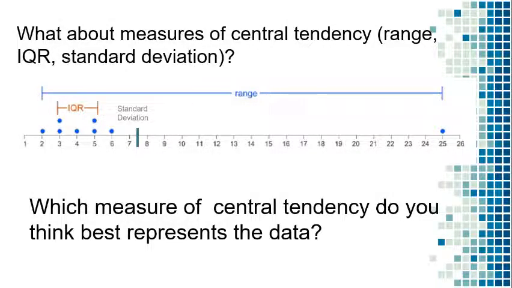Okay, so what about measures of central tendency? These are other measures that we've talked about. Range, that's your max minus your min. You've got your interquartile range, that's your Q3 minus Q1, and then standard deviation was in that video that is being sent out that you're supposed to watch before this one. Standard deviation describes the average spread of the data, so how far the next point is away from the mean.